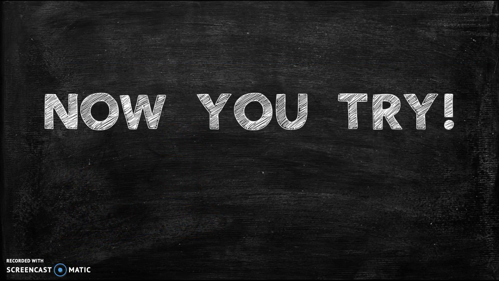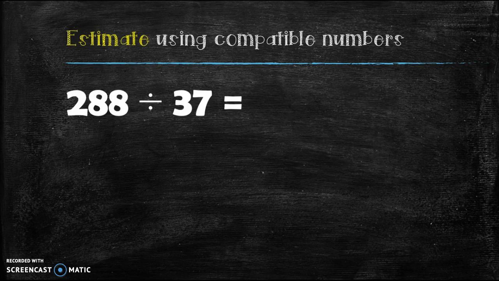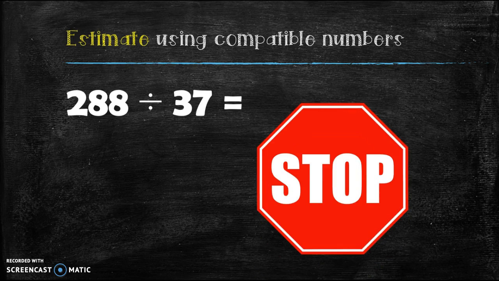Now you try. Estimate 288 divided by 37 using compatible numbers. Stop the video now so you can try it on your own and come back for the answer. Okay, coming back with the answer in 3, 2, 1.